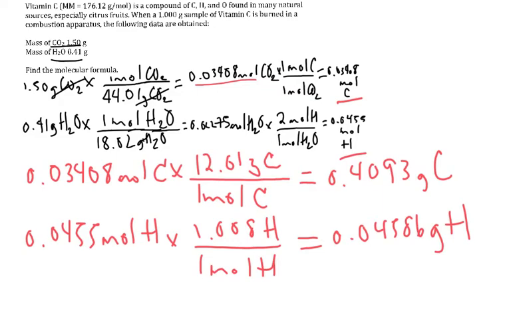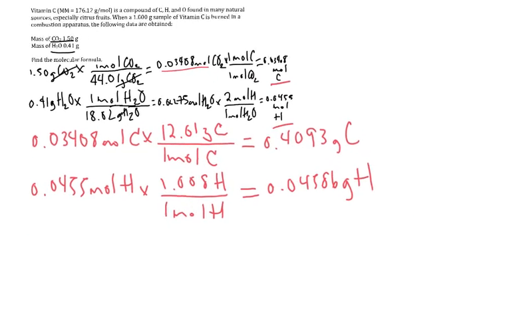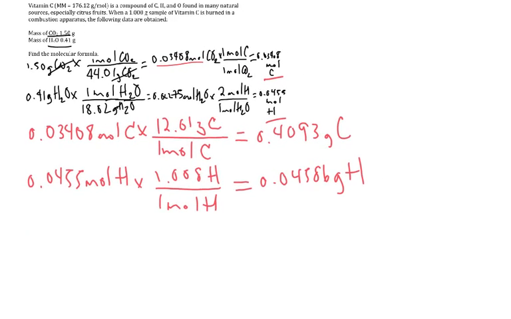Okay, now that you have the grams of hydrogen and the grams of carbon, we need to subtract them from the grams in the original sample. Since there's just 1 gram in the original sample, I'm just going to do this in my calculator. So I'm subtracting 0.4093 and 0.04586 from 1. The reason I'm choosing 1 is because that's how much original sample we had.